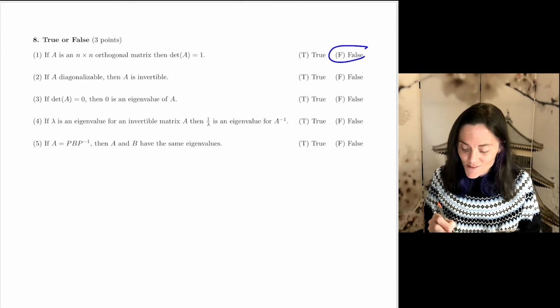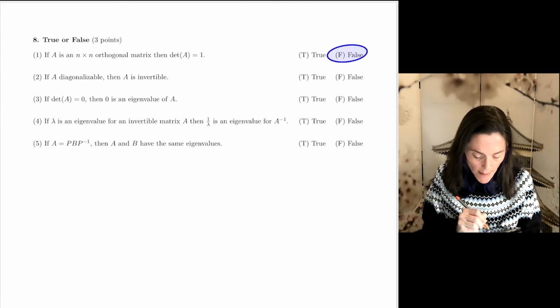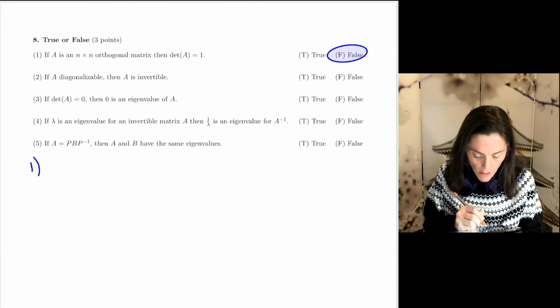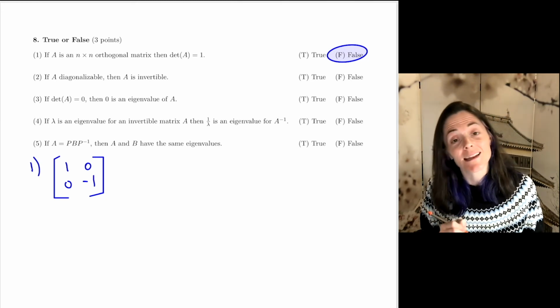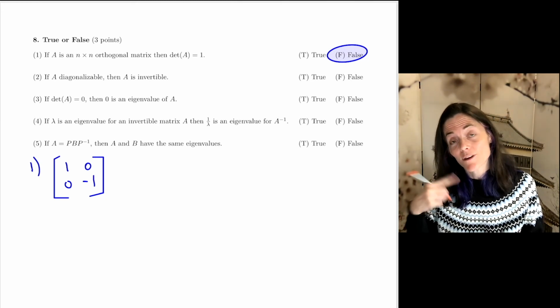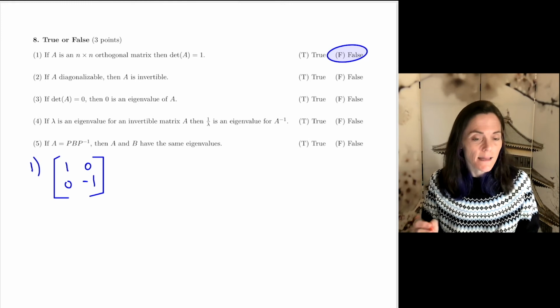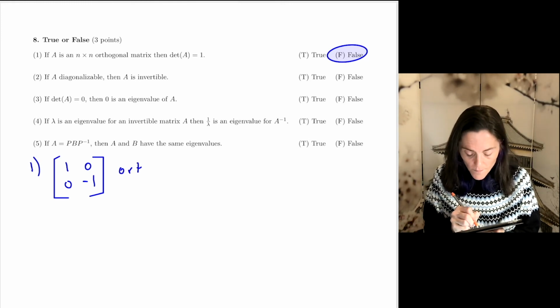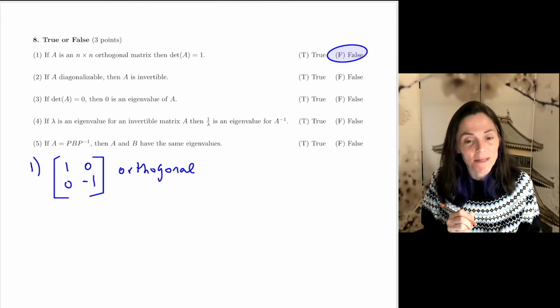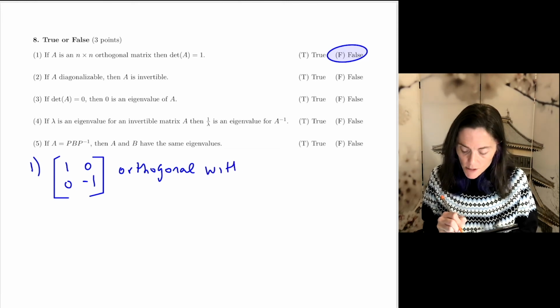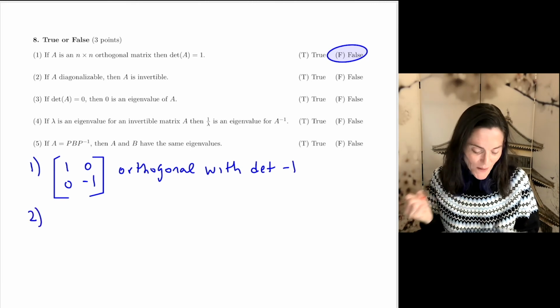So this is false. But if you want a specific example, well, we can just take something like this, say 1, 0, 0, -1. Really, any 2 by 2 reflection matrix will work here. But this is orthogonal because the columns are unit and perpendicular, and this has determinant -1. So this first one was false.